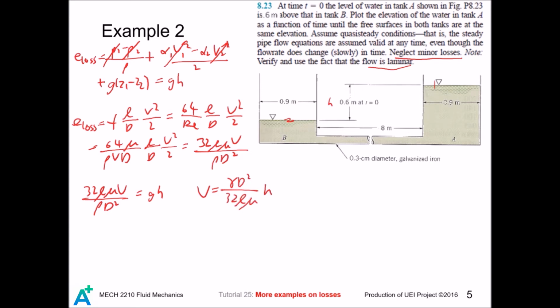And this relation is much uglier than square root of 2gh. But we can let this constant be c. Actually, we know this constant c.